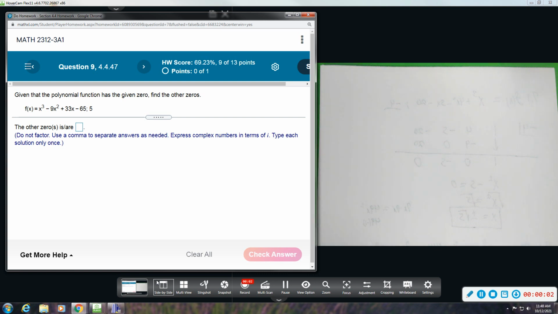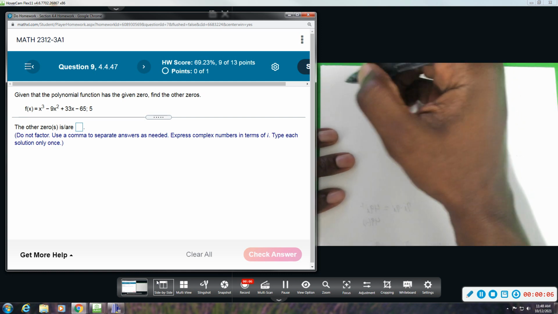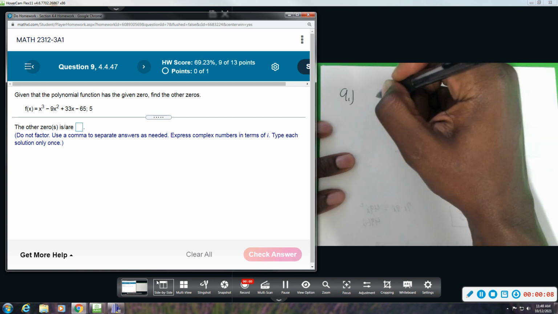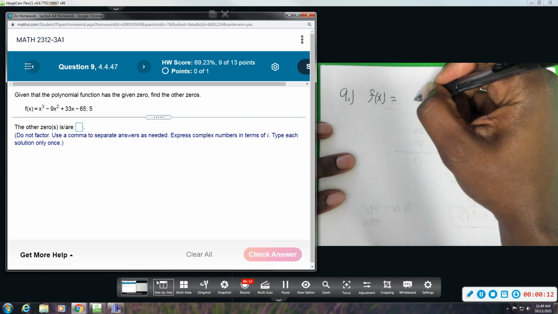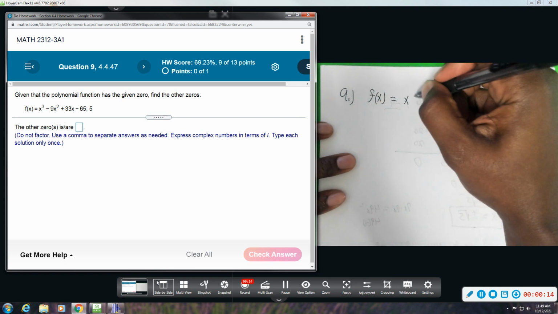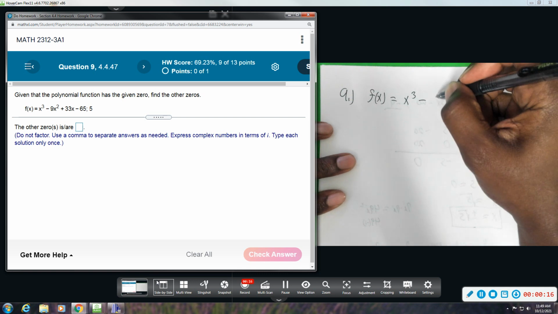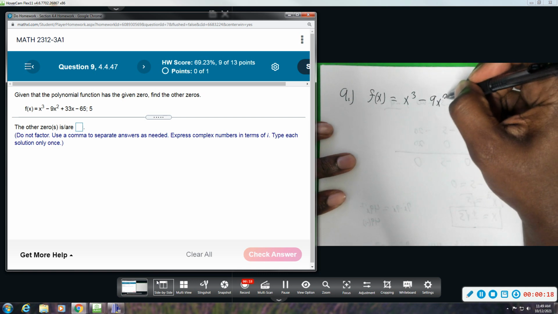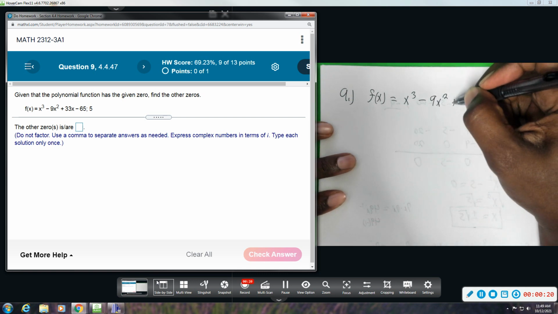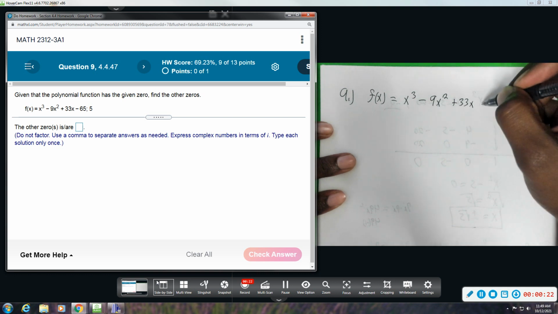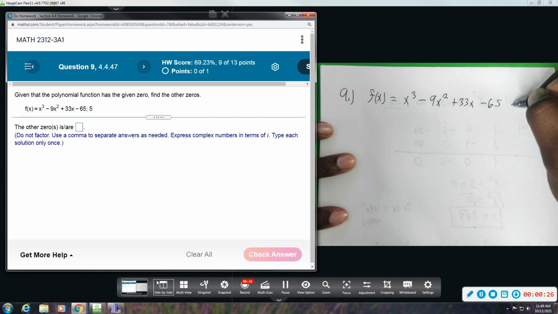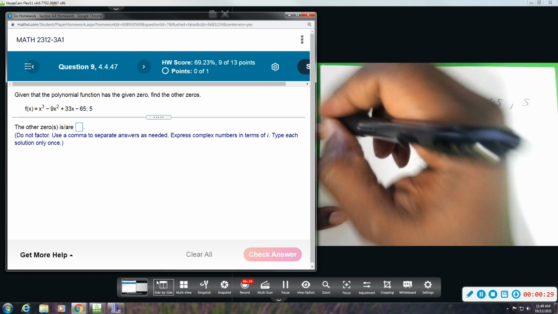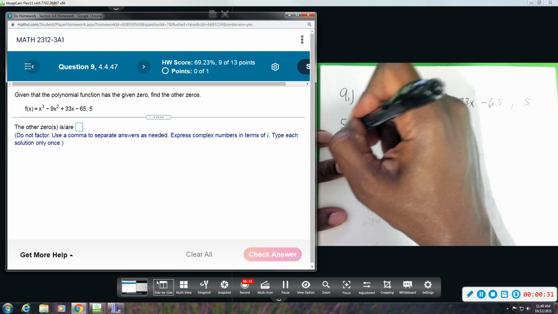All right, number 9, we're given a polynomial that has a 0 of 5. We want to find the remaining zeros. So we have f of x equals x cubed minus 9x squared plus 33x minus 65. And then one zero is 5. So I'm going to put a 5 in my little box.